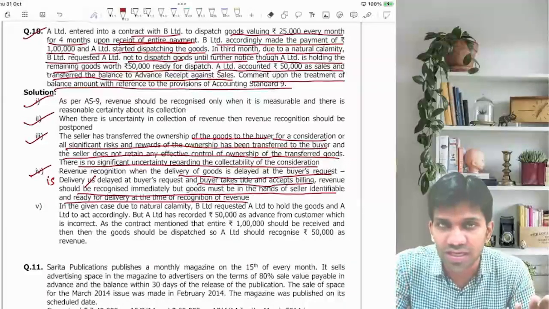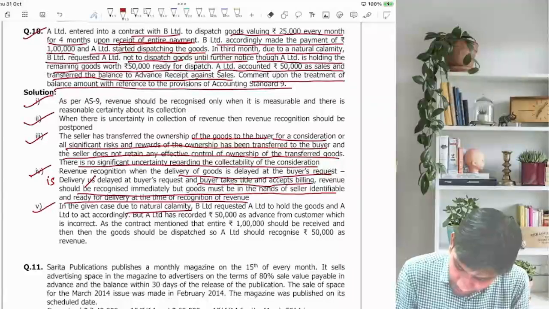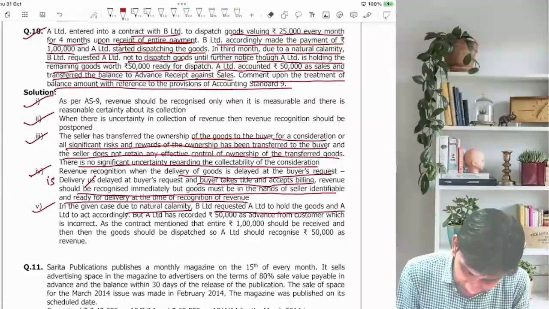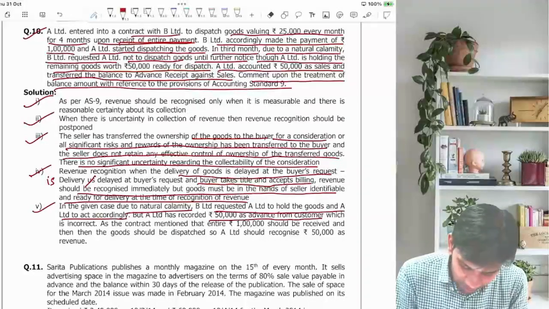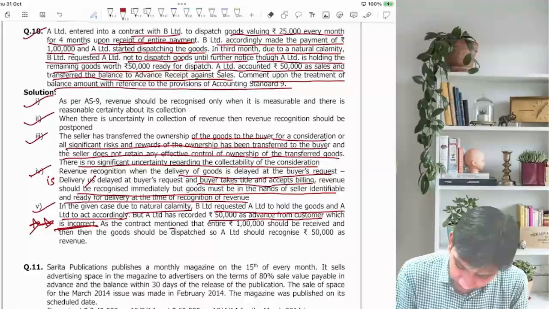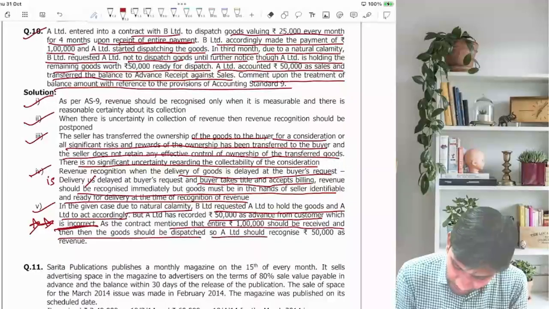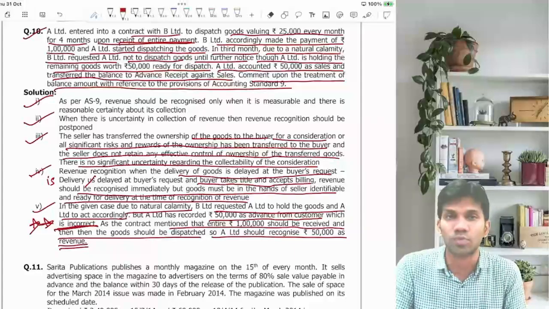Now, okay, sir, please send my balance goods. In the given case, due to natural calamity, B Limited requested A Limited to hold the goods and A Limited acted accordingly. But A Limited has recorded 50,000 as advance from customers, which is incorrect. As the contract mentioned that 1 lakh should be received and then the goods should be dispatched, A Limited should recognize the 50,000 as revenue. So in short, the full 1 lakh should be recognized as revenue.